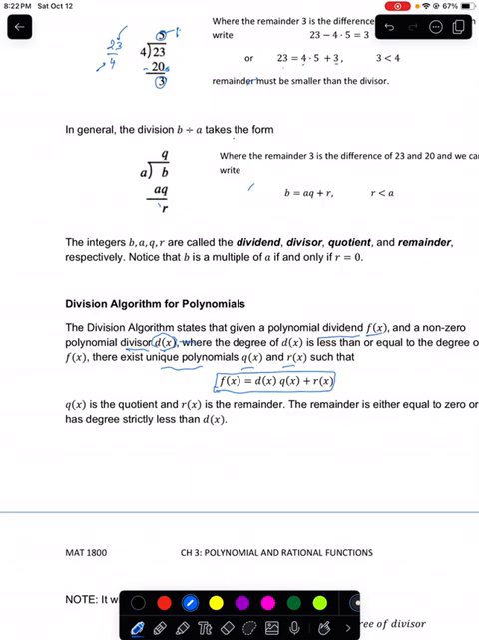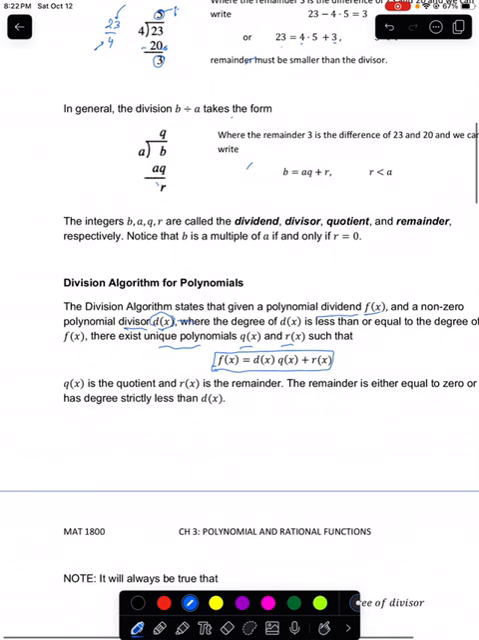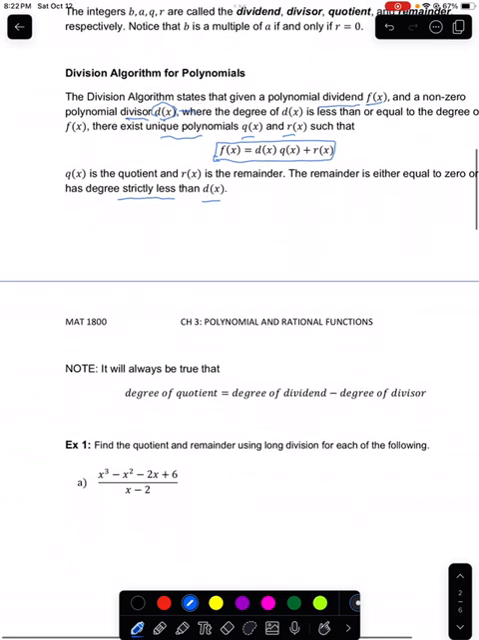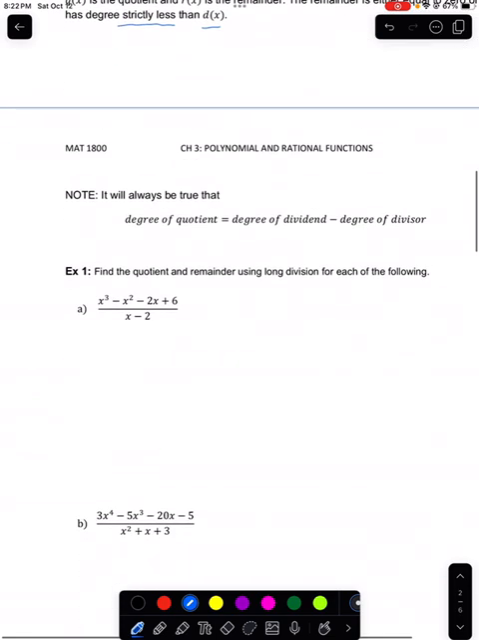And q of x is called the quotient, and r of x is called the remainder of the polynomial. And the remainder might be 0, or if it is non-zero, it must have a degree strictly less than, no equal to sign, so strictly less than the degree of the divisor. There is another thing here you might note. The degree of the quotient is always equal to the degree of the dividend minus the degree of the divisor.